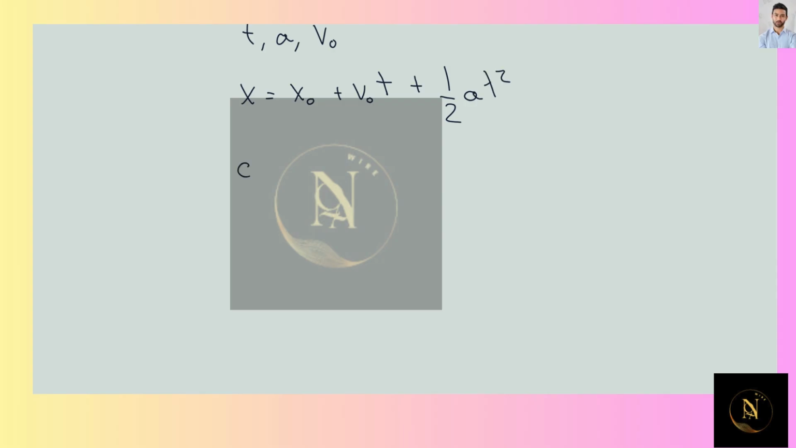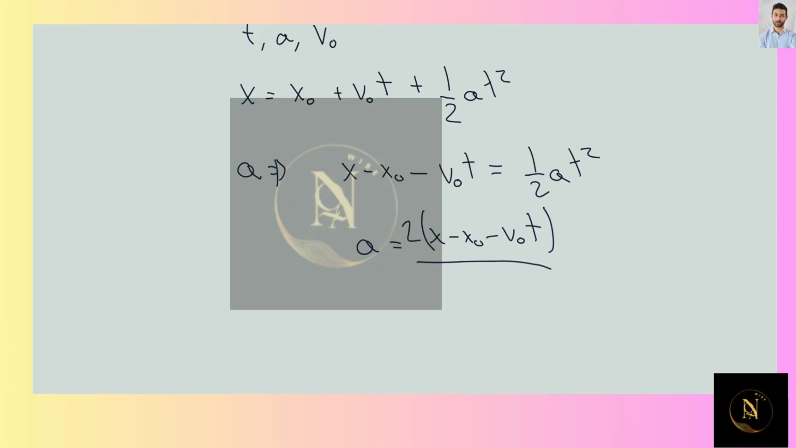So first of all, solving for acceleration is going to be one of the simplest ones. In this case, we're going to have x minus x0 minus v naught times t equal to 1/2 of acceleration times t squared. So the value for acceleration is going to be equal to x minus x0 minus v0 times t, multiplied by 2 divided by time squared.